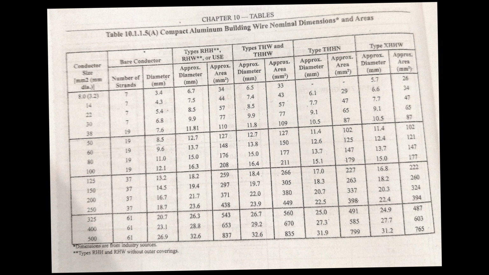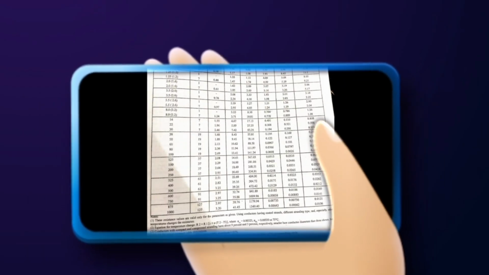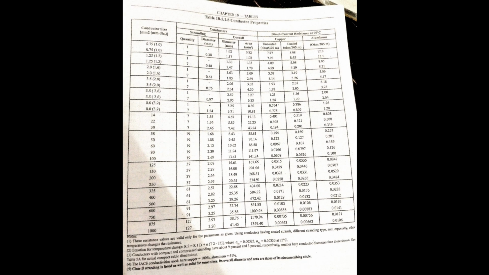Application: these specific values are critical for calculating the total area of the wires and ensuring it does not exceed the 40% maximum fill limit of the chosen conduit. So here in slide 16, this table lists technical data for bare and insulated wires, copper and aluminum. Purpose: to provide exact area, diameter, and DC resistance values.